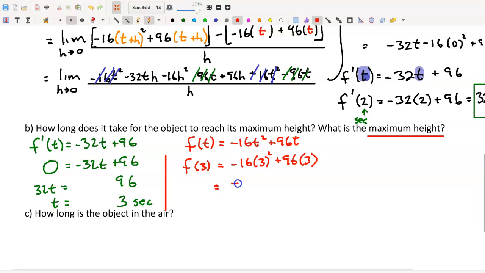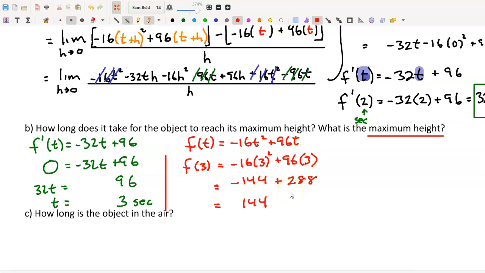So we get negative 144, I believe. 9, yeah. Yep. That's Pythagorean triple. And then plus 300 minus 12, 288. Okay. So that equals 144. How about that? Pretty good, pretty good. It's almost a correct answer.